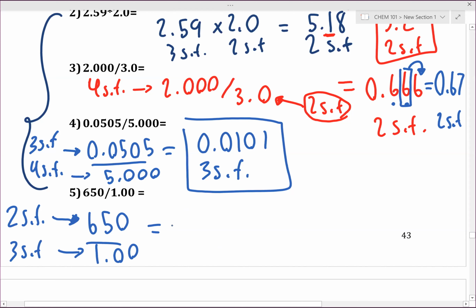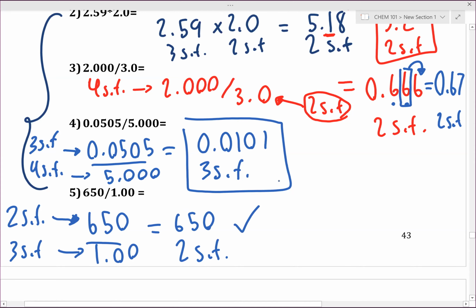Okay, so if we compute this calculation in our calculators, we will get 650. Are we good? And let's try to explain why. Looking at our sig figs, how many sig figs do we need to report? 2. We need to report 2 sig figs. Okay. Looking at 650, does it have 2 sig figs? Yes. So we're good to go.